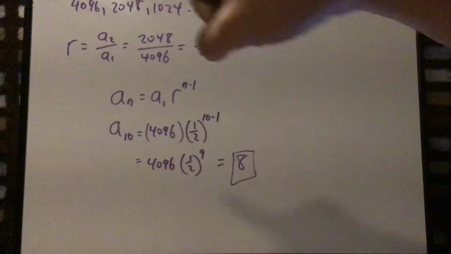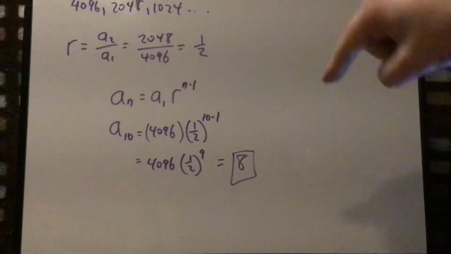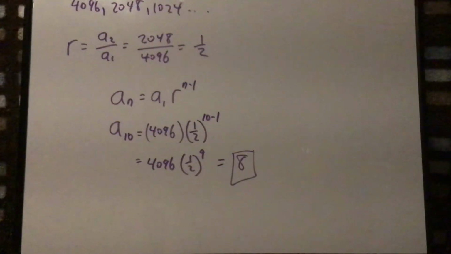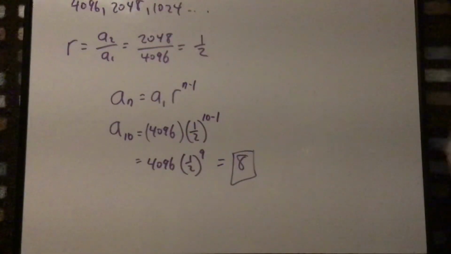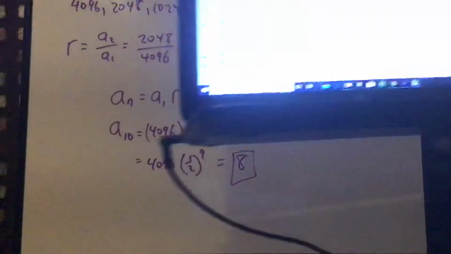So I could take the time of cutting these in half over and over again, or I could just go, well, what's that 10th term? This thing just gets it for me. I don't have to go ahead and make 10 numbers up there, all right? So it comes out as 8. Let's look at one last example.